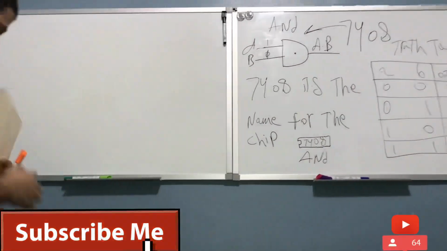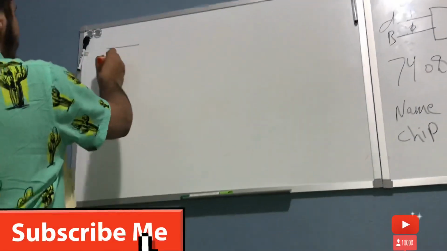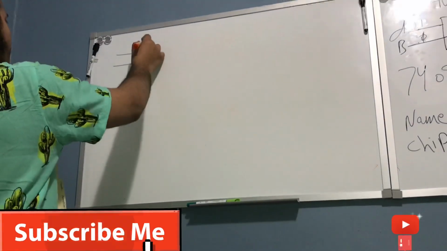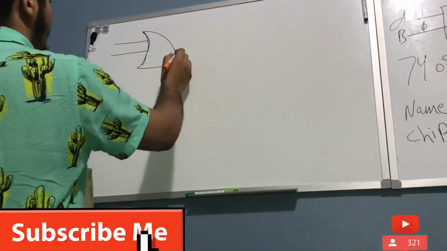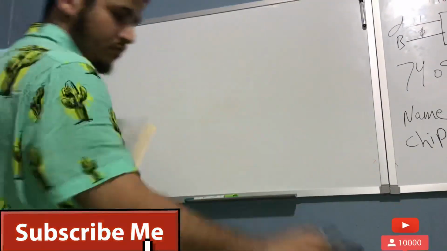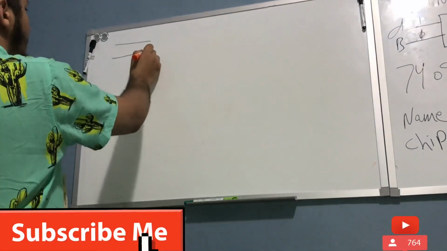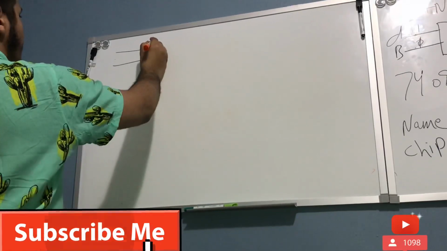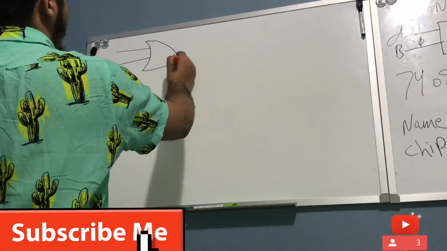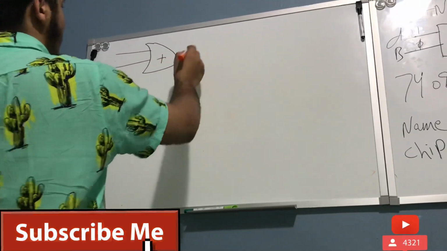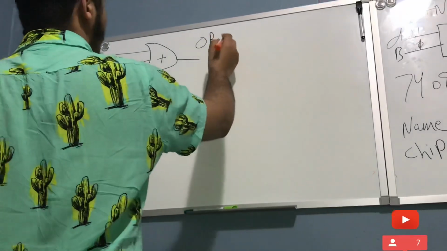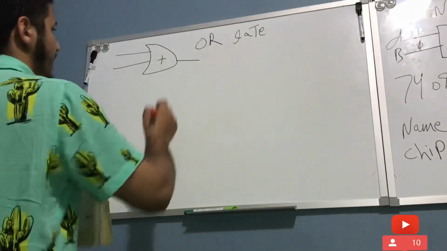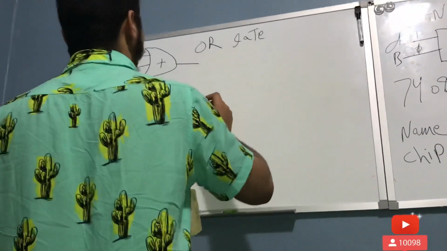I'm going to actually explain about the OR gate. The OR gate is like this. Oh, sorry, I drew it wrong. It's like this. That's the OR gate. That's the OR gate. And this is 74, 30, 35.